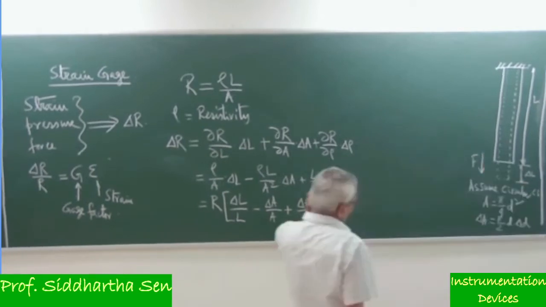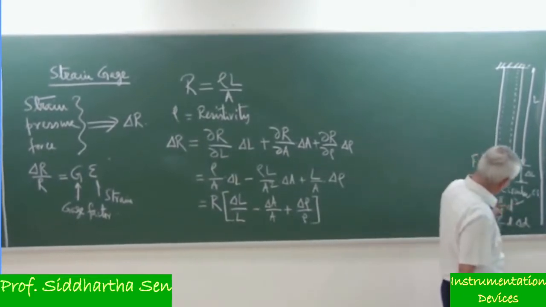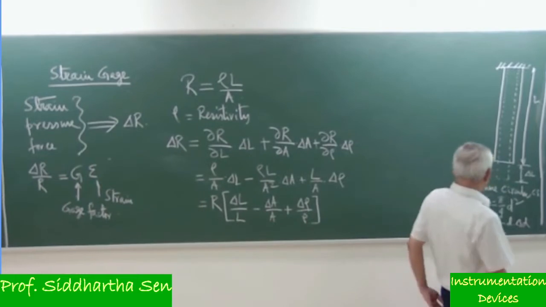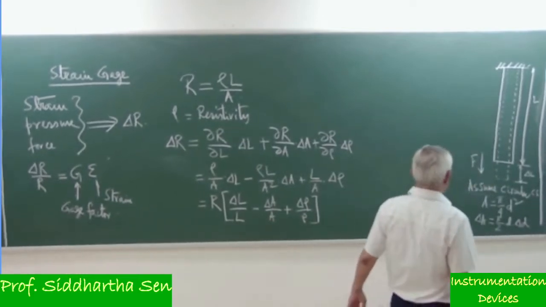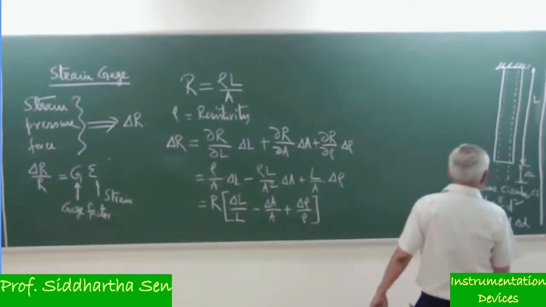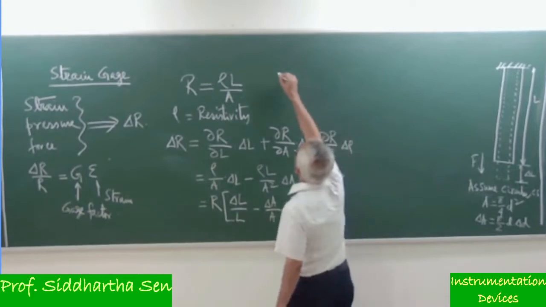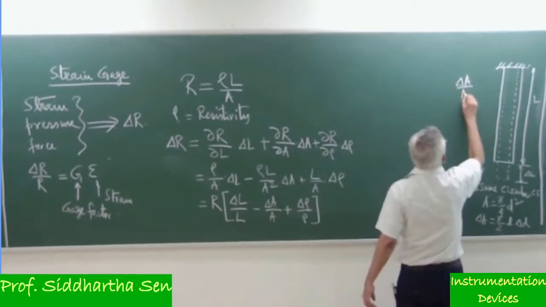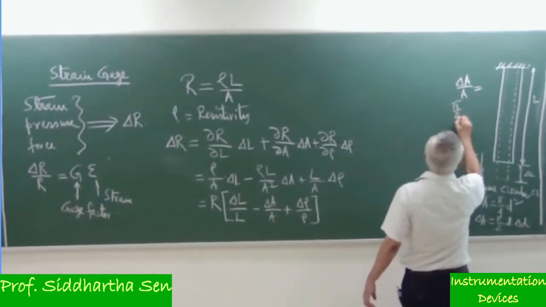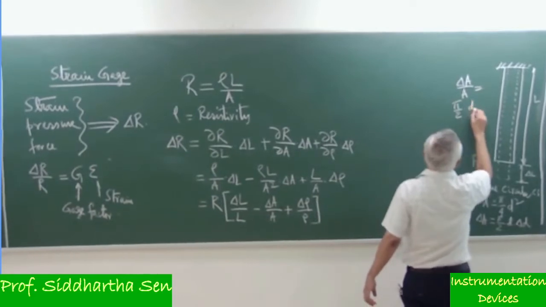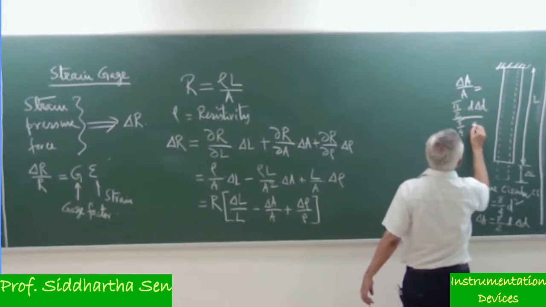So, basically del A by del D is nothing but pi by 4 into 2D. So, pi by 2 into D into delta D. So, what we can write in that way is that delta A divided by A is equal to pi by 2 into D into delta D divided by pi by 4 into D square.